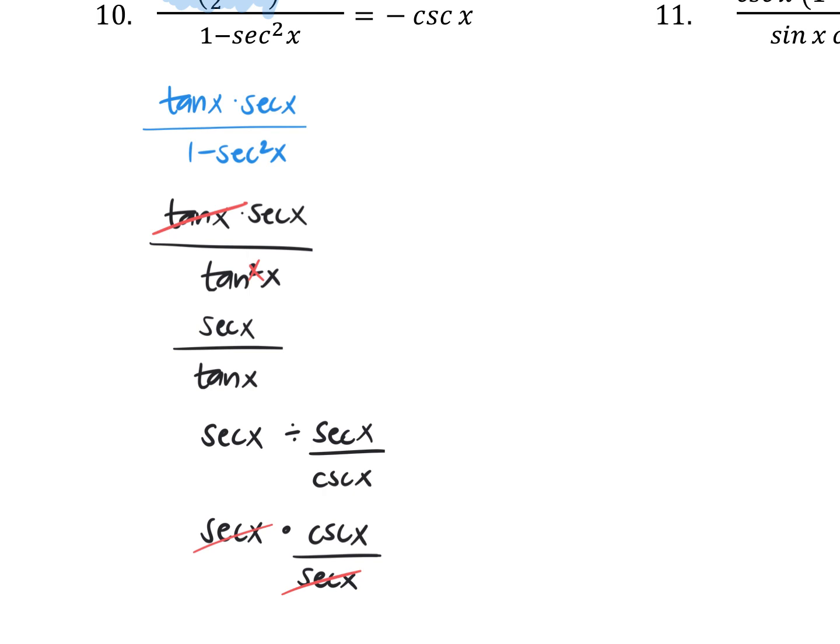Oh wait, I missed a negative somewhere. Where's my negative? Tangent's supposed to be negative. Ah, yes, tangent's supposed to be negative down here. Thank you. All right. Then I ended up with my answer of negative cosecant of x, which is what I was supposed to get. Now again, you might have done it a different way.